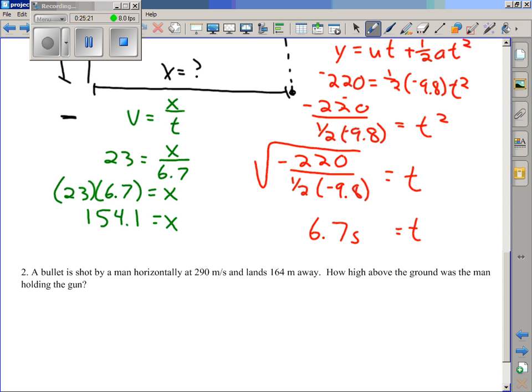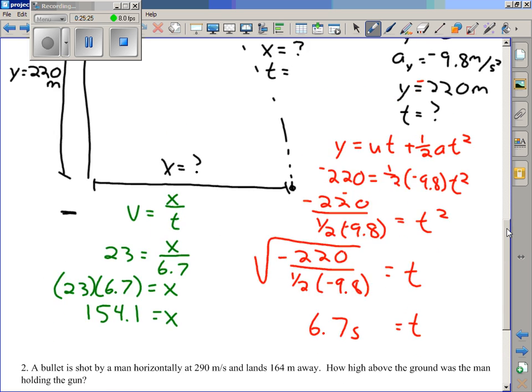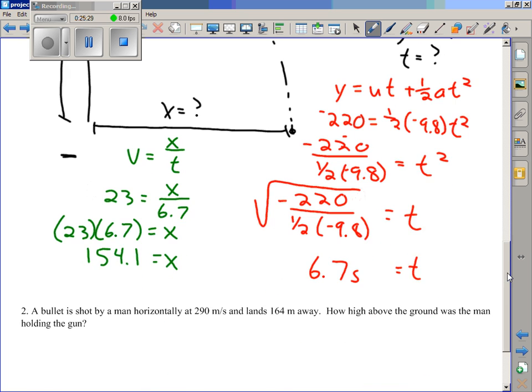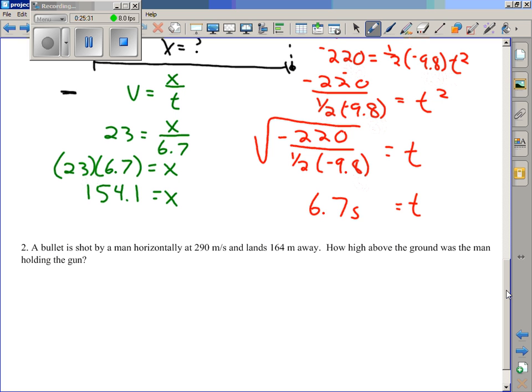154.1. Now we check sig figs. I was given 2 sig figs, 2 sig figs. I only get 2, so this becomes 150. X equals 150 meters.